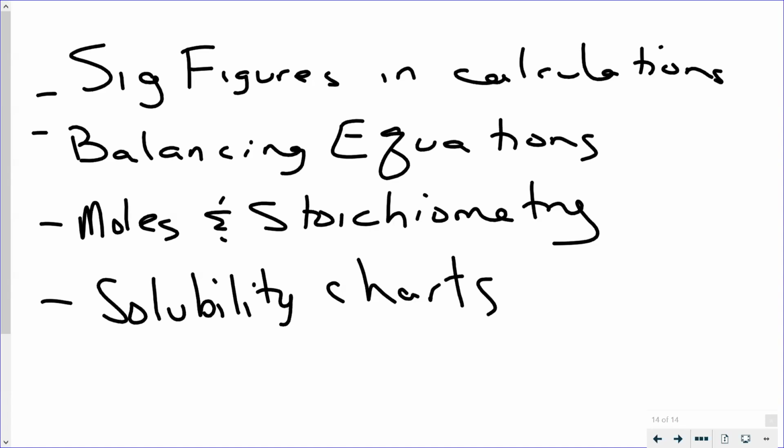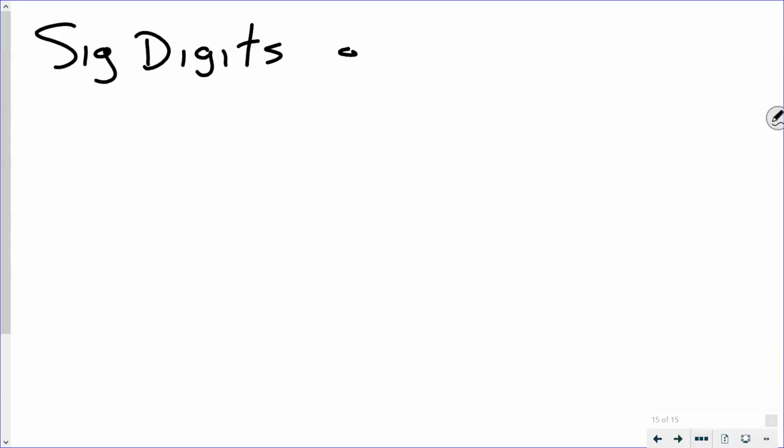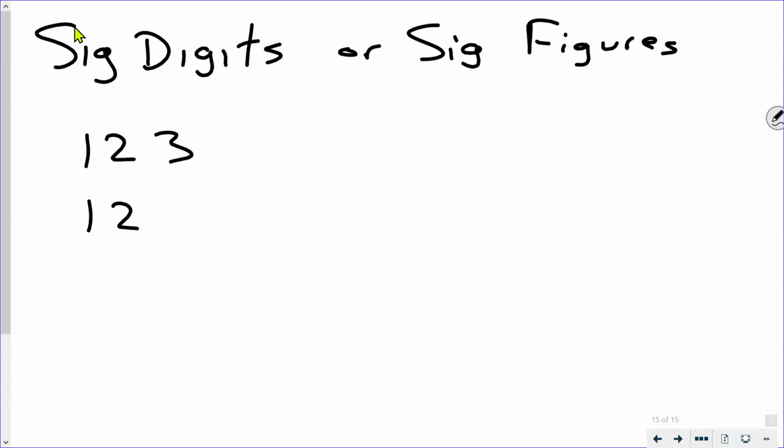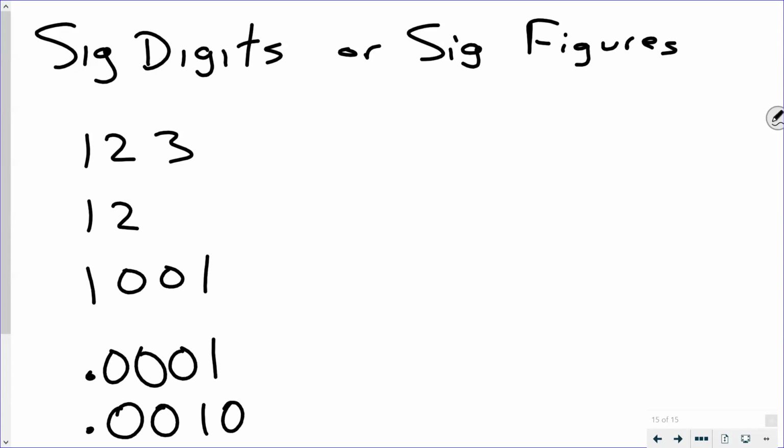So significant figures, we'll talk about first. We'll do balancing, solubility, then we'll do moles. We may or may not get to moles today. Significant difference, right? I remember some things. I remember that sandwich zeros are significant. That's one of the things I remember.